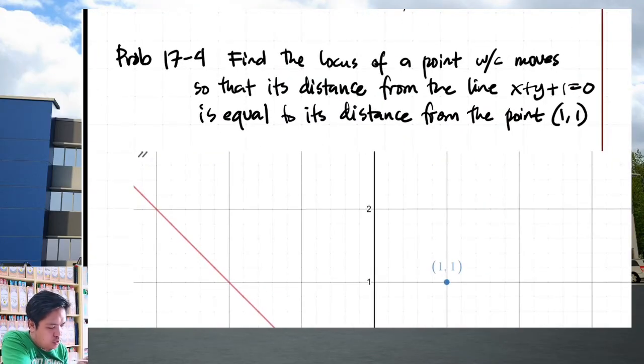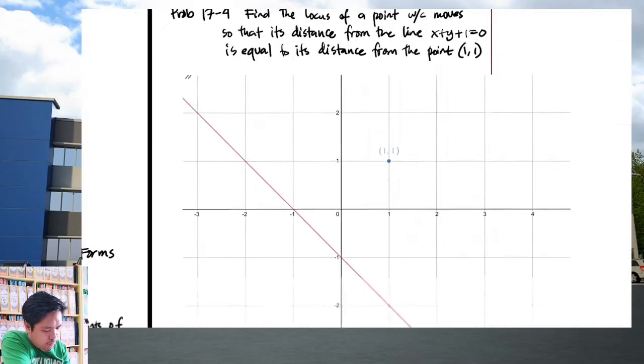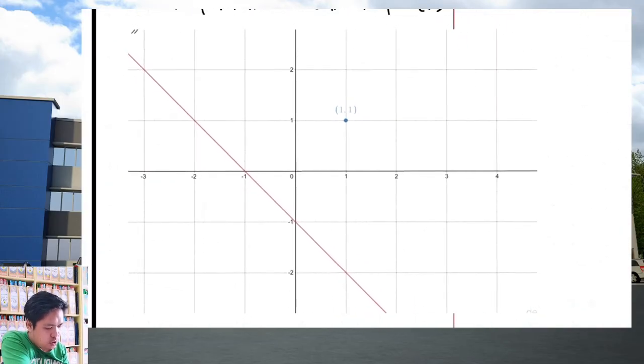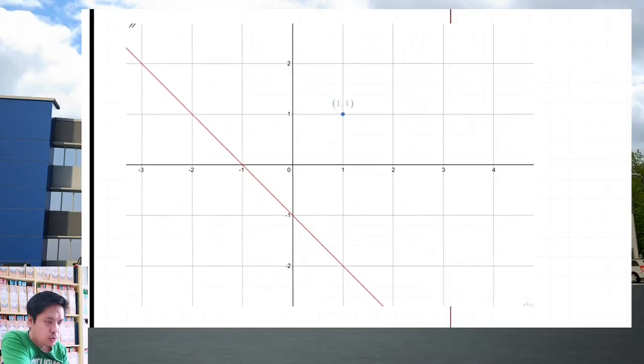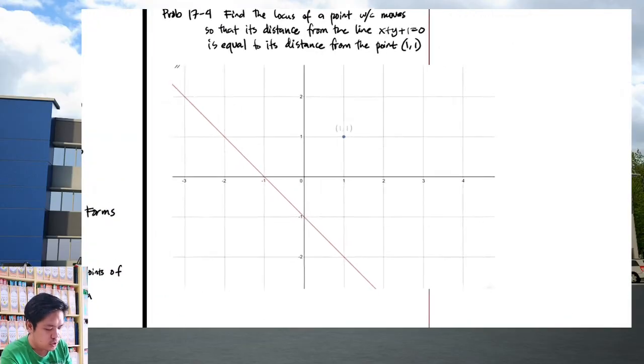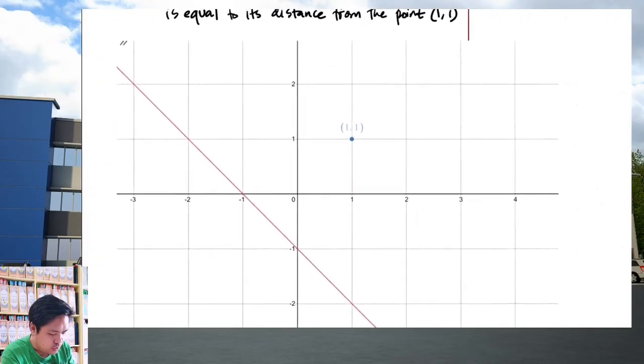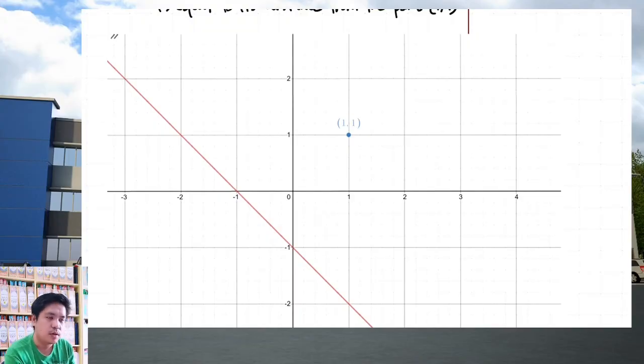Find the locus of a point which moves so that its distance from the line x plus y plus 1 equals 0 is equal to its distance from point (1, 1). For better presentation, I used a tool in order to graph the given condition. So, let's look at the behavior of the point.